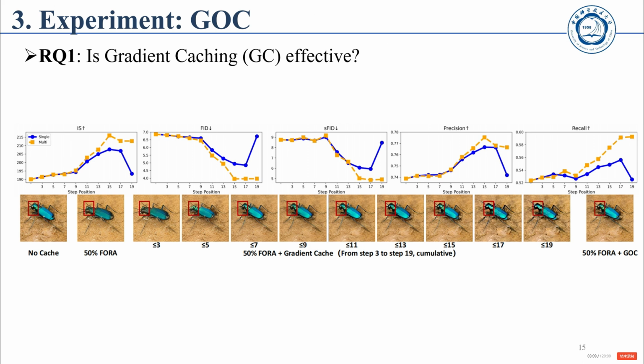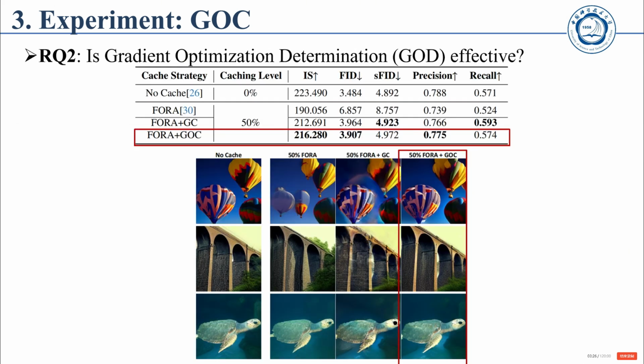The upper figure verifies that gradient caching achieves good performance in most steps. In the 17th step shown in the lower figure, the details such as the head of the beetle are distorted. This is because the gradient error is too large and the model cannot map it back to the normal range in time. The table shows that GOC achieves the best generation quality. As can be seen from the figure below, our method can improve generation quality while eliminating artifacts.